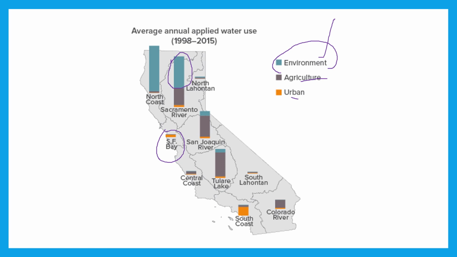Also, the South Coast was kind of interesting. They're using a lot more for urban. They're not as concerned about water in the environmental setting.